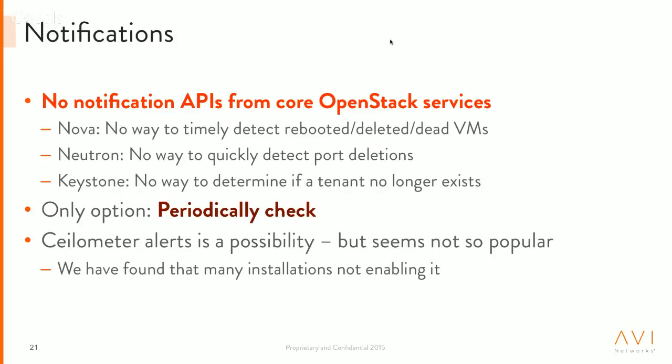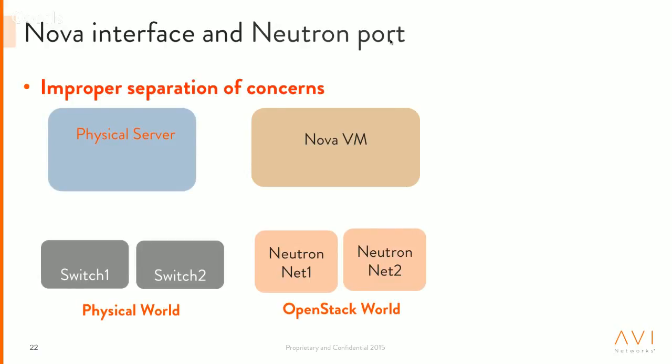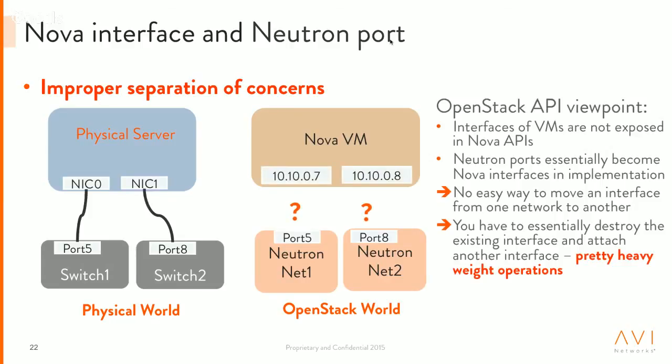Any other things? Okay, so this is one of the other things that happened because OpenStack grew organically, in the sense that Nova initially had networking as part of it, and slowly Neutron got there, and also because of some engineering constraints. There is no proper separation of concerns between the Nova interface and the Neutron port. On the left-hand side, I have the physical world with a physical server and switches, and on the right-hand side the OpenStack equivalents, a virtualized Nova VM and Neutron networks. Those are one-to-one concepts of virtualized switches. In the physical world, switches have ports, and servers have NICs, and you plug a wire between them. Unfortunately, in OpenStack, because of the way we initially built it up.